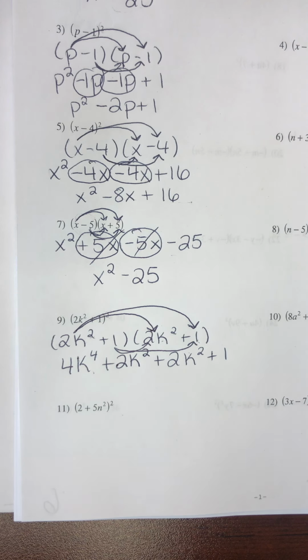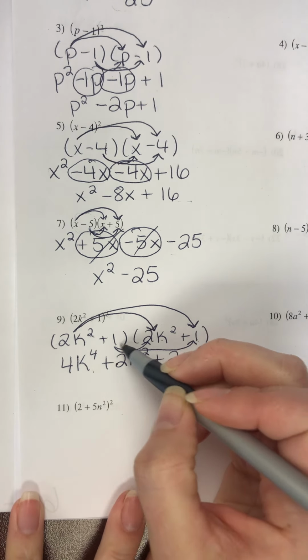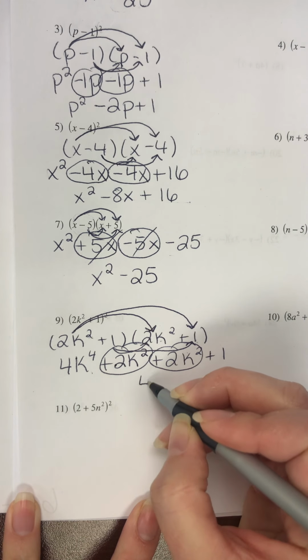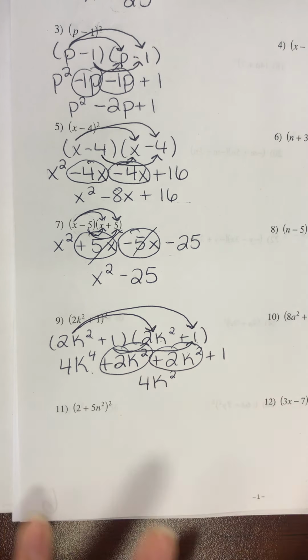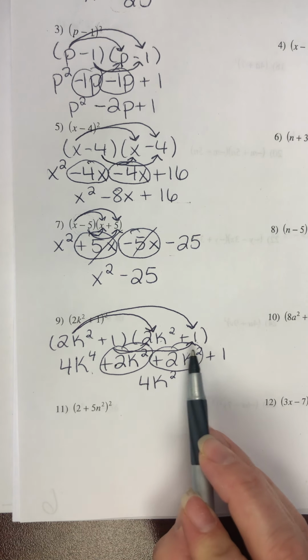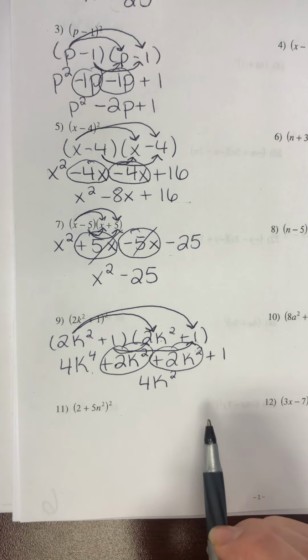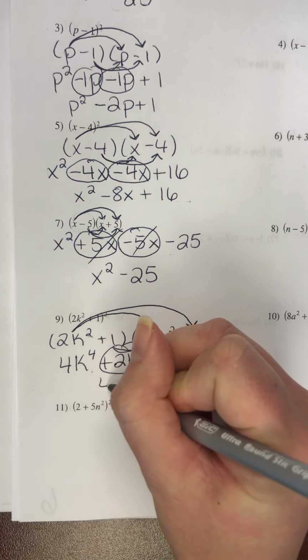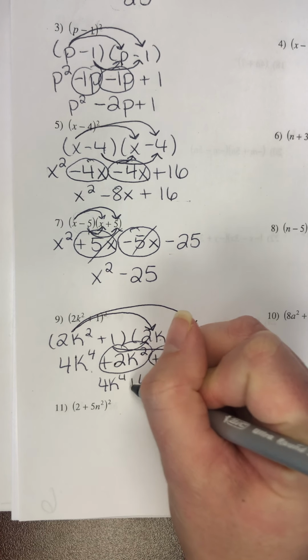I don't have any like terms of k to the 4th, but I do have a like term of 2k squared and 2k squared. So that would give me 4k squared. We're keeping our exponents the same when we add. We're just adding the numbers in front of the letter. And then I'm just carrying everything else down that I didn't use.